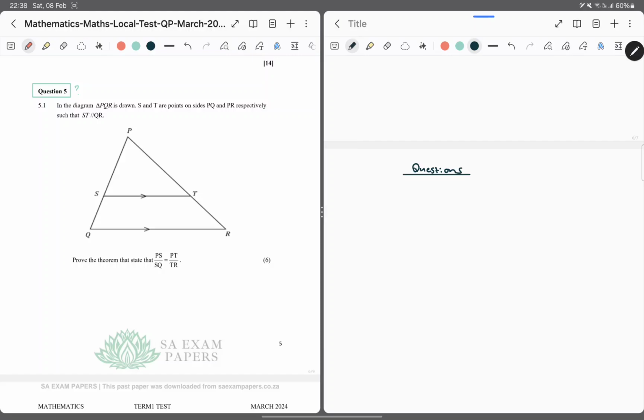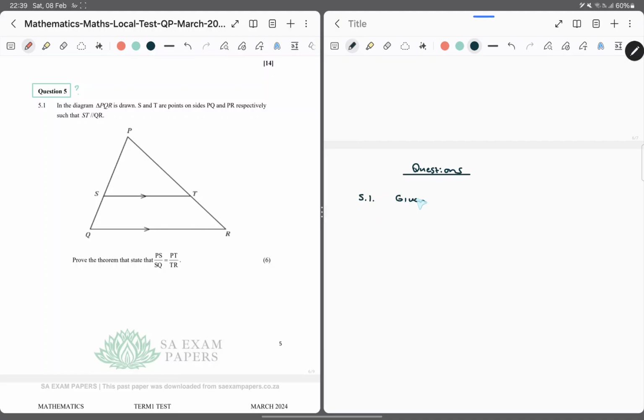Now, question 5 is the proof. So we have shown how to do this, but there's no harm in doing it again for someone who missed the other videos and perhaps needs this. Now in the diagram, triangle PQR is drawn. You can see that with S and T as points on the sides of PQ and PR respectively, such that that's the case. Okay, so obviously, guys, when you do a proof, you write what is given first.